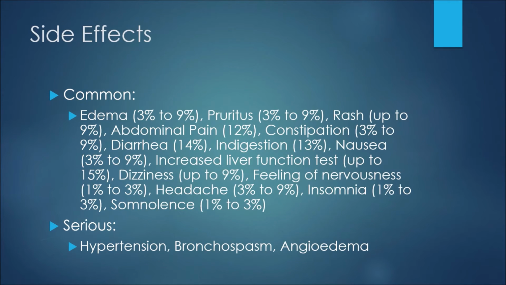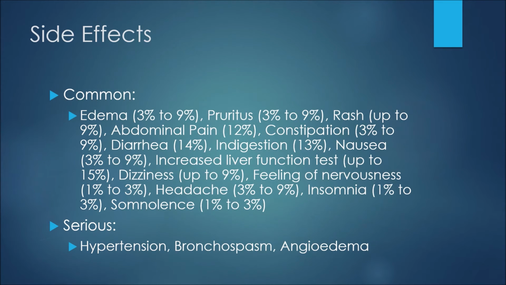As with all medications, there are some side effects or adverse reactions that patients may experience while using Nabumetone. We'll go over some of those here now. Some common side effects may be edema, happening 3 to 9% of the time, pruritus or itchiness of the skin, again coming in at 3 to 9%, a rash, which may happen up to 9% of the time, or abdominal pain, which may happen 12% of the time.